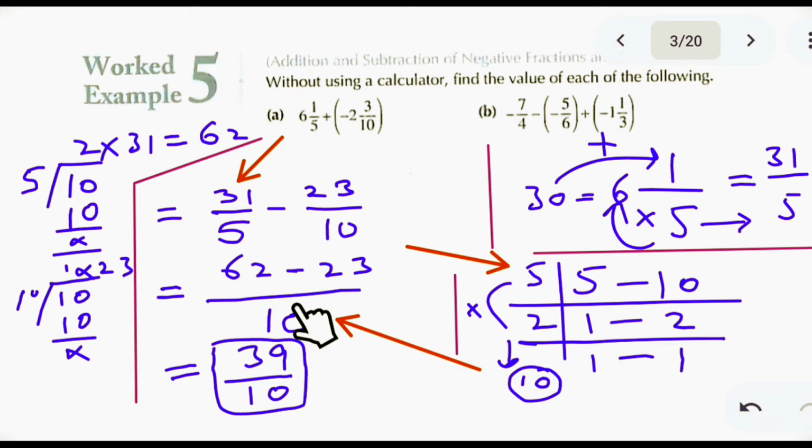And again this 10 will be divided by this 10 and the answer will be 1. The answer of this division will be multiplied by the numerator of the fraction, that was 23, to get the answer 23, and then we will subtract 23 from 62 and get the answer 39/10. So this is how we solved a negative fraction, and we did the addition and subtraction of the fractions.